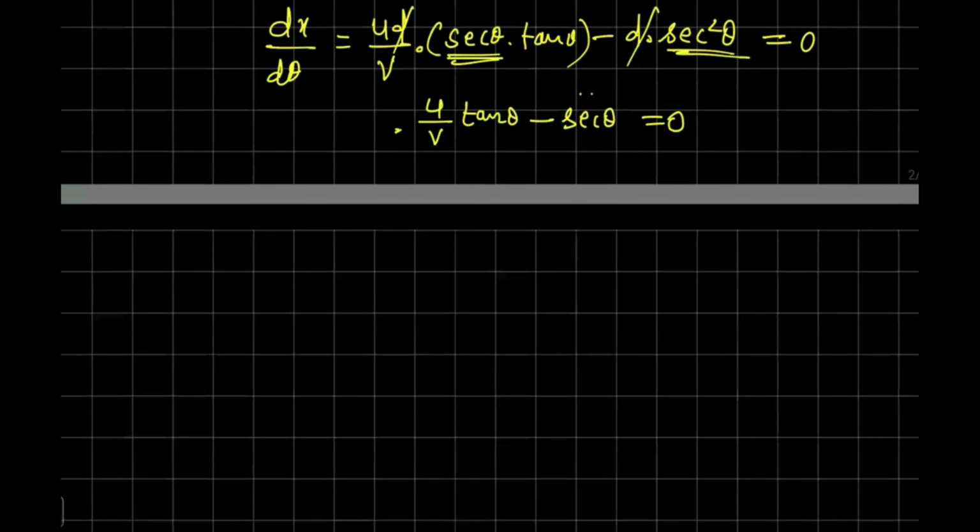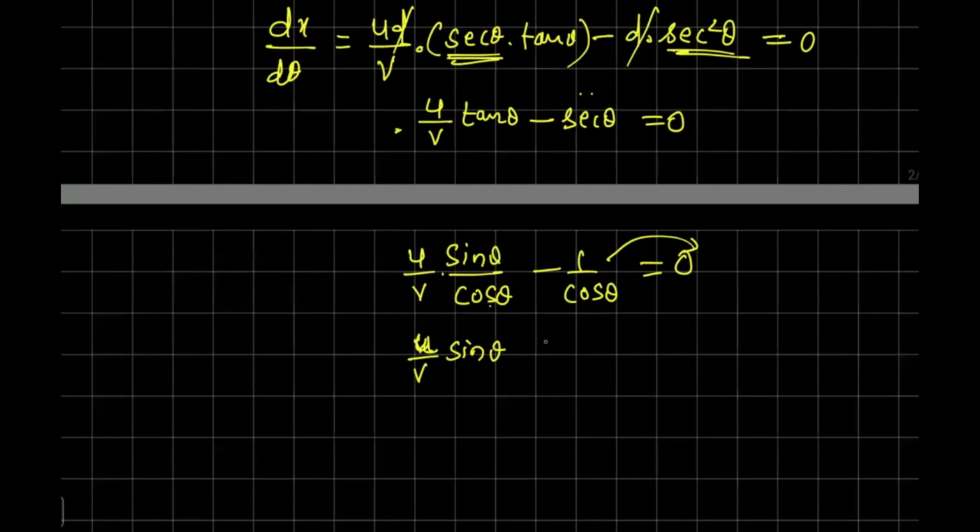अब आपको पता है हम क्या कर सकते हैं? u by v, this is sin theta by cos theta minus 1 by cos theta equal to 0. So I can say u by v, this cos theta will take common and it will go that side, will become 0. So I can say u by v sin theta, and I will take this term to that side. So it will become 1.